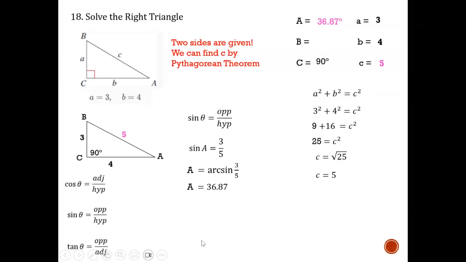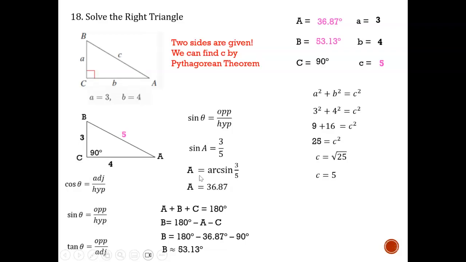Now to solve for B, guys, we can use that A plus B plus C must equal 180, right? Because all these angles must equal 180. So B equals 180 minus A minus C. So I got my A is 36.87, I got my C, so B equals 53.13 degrees.